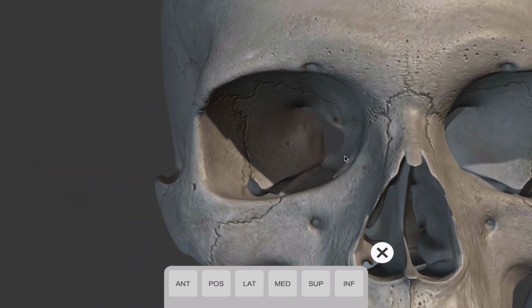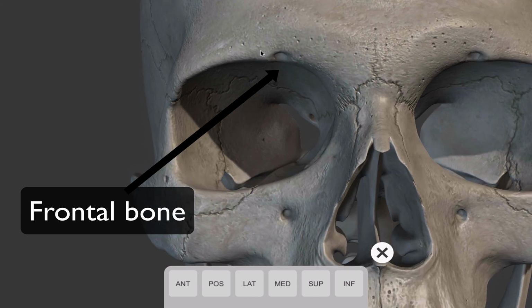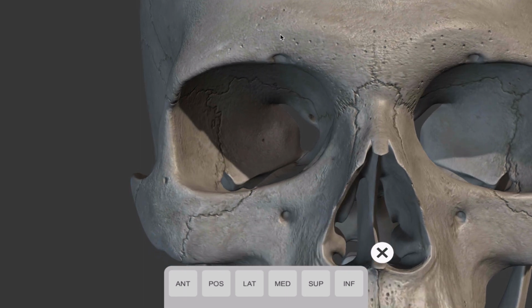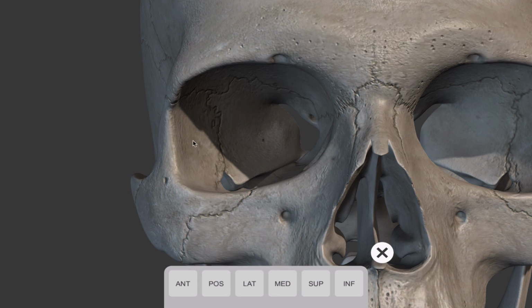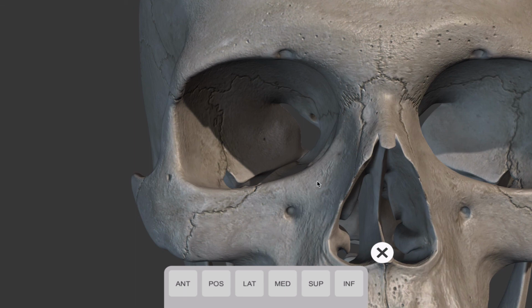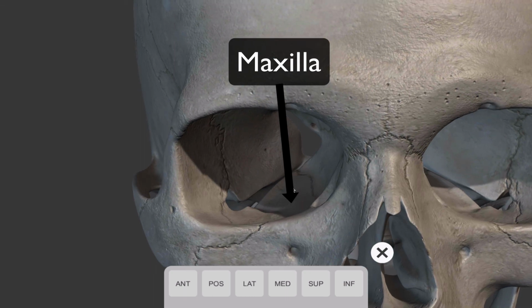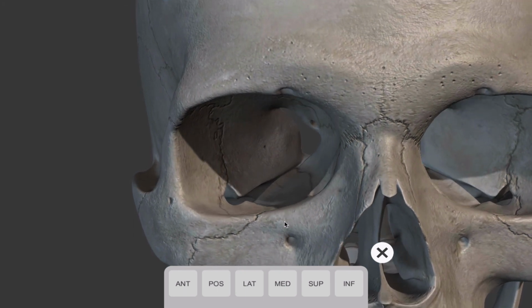All right, so we're looking at the right eye. This up here is the frontal bone, and so if we just look at the top bone in the eye socket that makes up most of the roof, that is the frontal bone. This bone over here is zygomatic, and most of the bone that makes up the lateral wall is the zygomatic bone. This is the maxilla, and most of the floor of the eye socket is the maxilla.